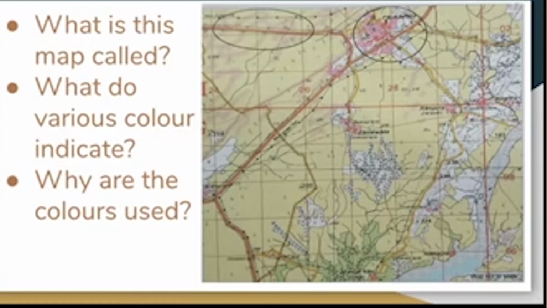As you are able to see a map on the video, tell me what is this map called? I know that you know the answer. It is a topographic map. Good. What do the various colors indicate, and why are the colors used? Your answers might be the various colors indicate different physical features. The colors are used to differentiate between the physical features and to give details in a small area.